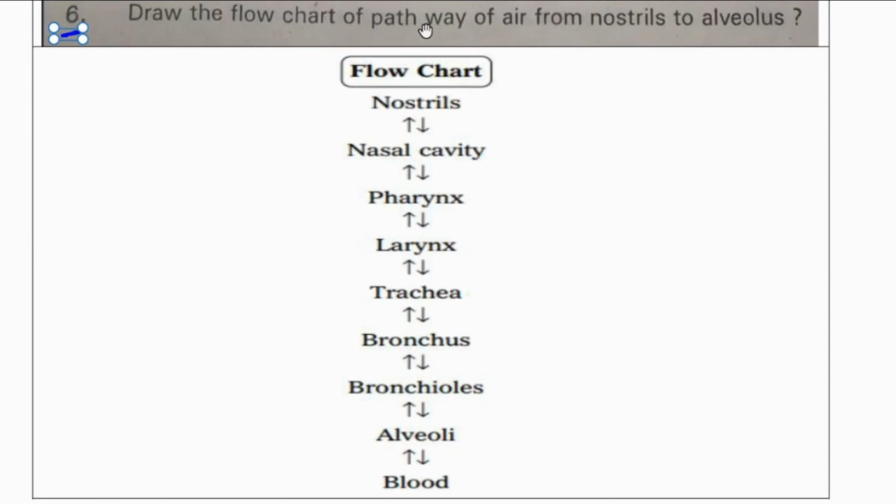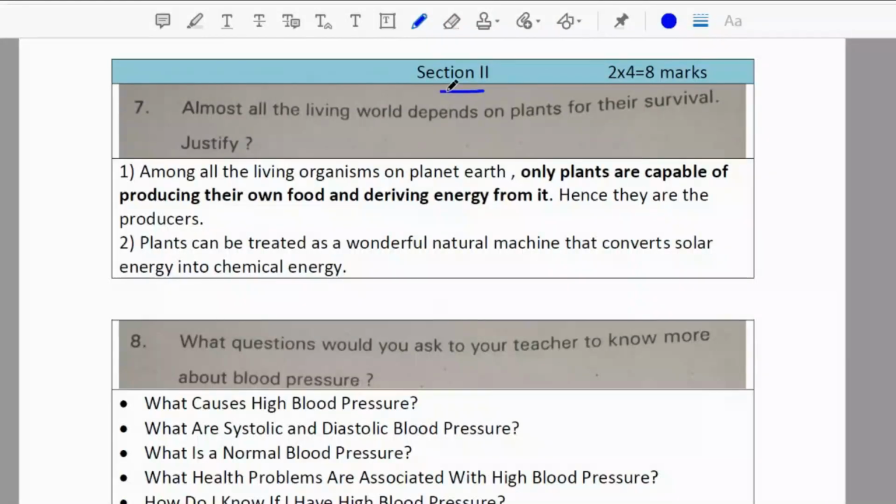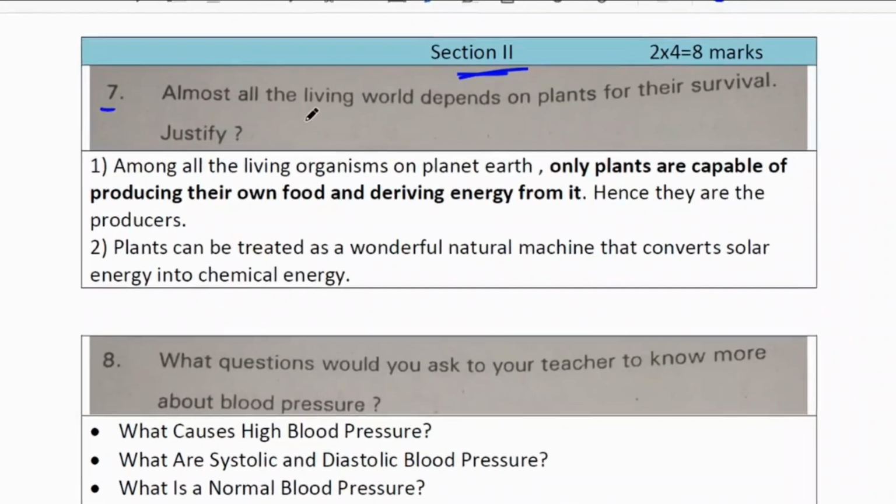Sixth question, draw the flow chart of the pathway of air from nostrils to alveolus. So this is the flow chart, and please make a note of this flow chart, students. This is very, very important. Moving on to section 2, seventh question.